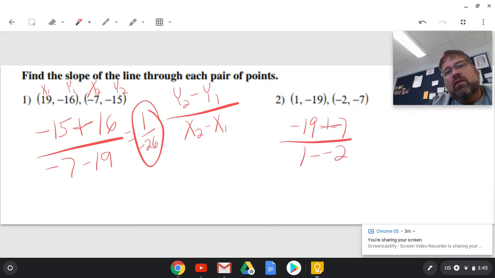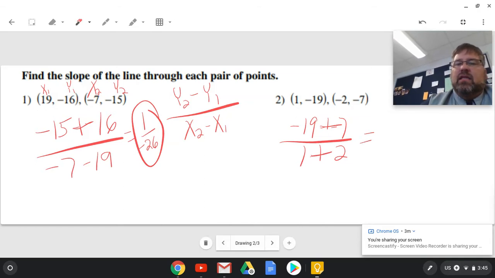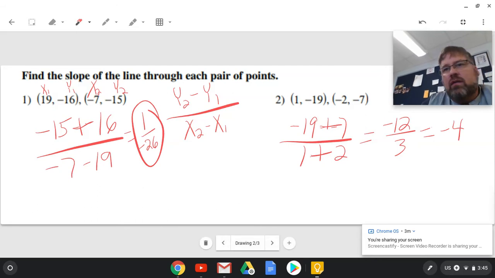Remember, minus and negative becomes plus. Now my signs are opposite. Negative 19 plus 7 is a negative 12. 1 plus 2 is 3, so that's a negative 4. We've done a lot of those, but there's two examples for you.